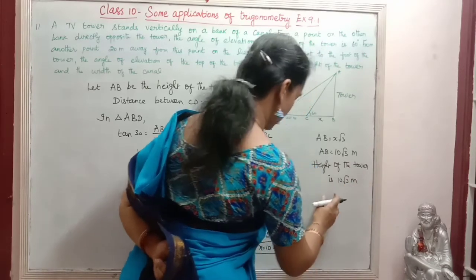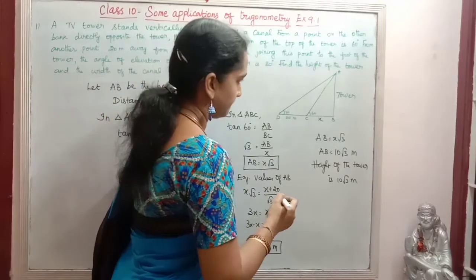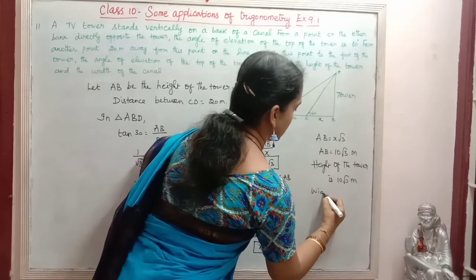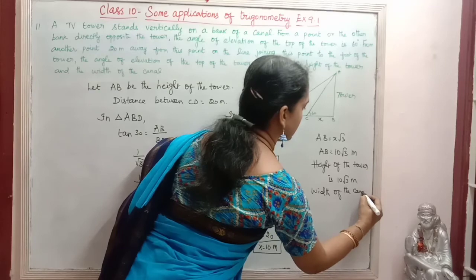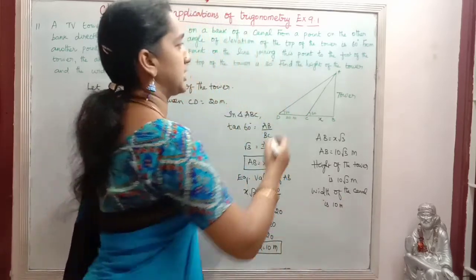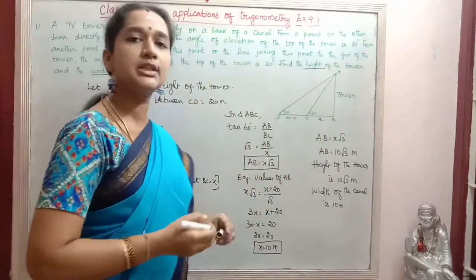So these are the two things we are asked to find, that we got. BC is the width of the canal. So the width of the canal is 10 meter. So these are the two things we are asked to find, the height of the tower and the width of the canal. So those two things we found out.